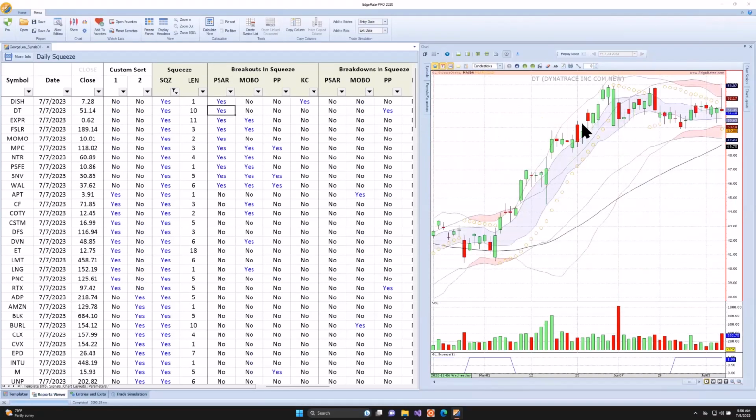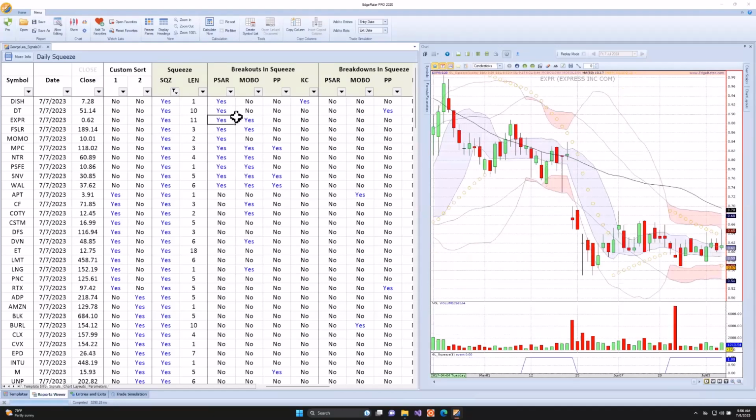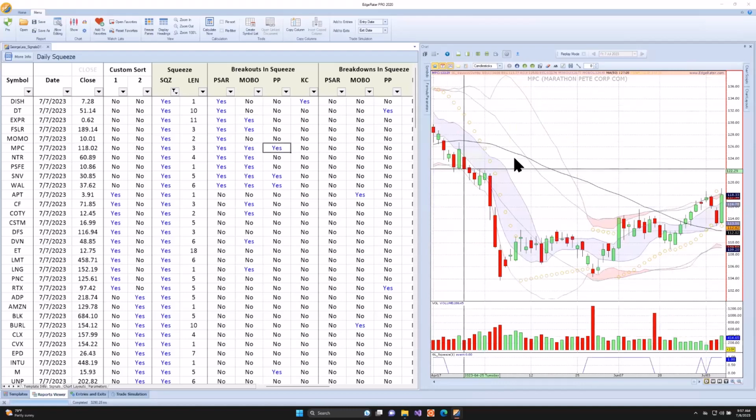If the PSAR flip has occurred, we can sort by the S column here. So here is an example where on Friday, the PSAR flip occurred in DT. Okay, it's in a squeeze, PSAR flip occurred. No other breakouts occurred, just that PSAR flip. That could be something part of your trading plan. EXPR, again, had a PSAR flip on Friday, also had a MOBO breakout. MOBO are these modified Bollinger Bands, which is the blue area in the middle here. And then you can come down further. You've got MPC, which was in a 3-day squeeze. Had a PSAR flip, MOBO flip, and pocket pivot breakout.